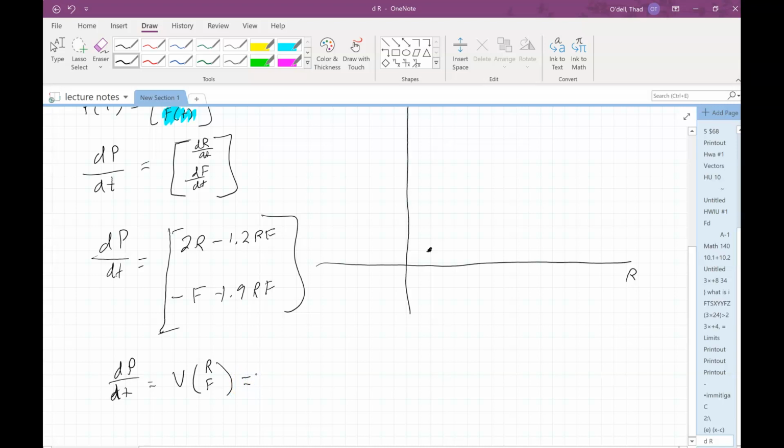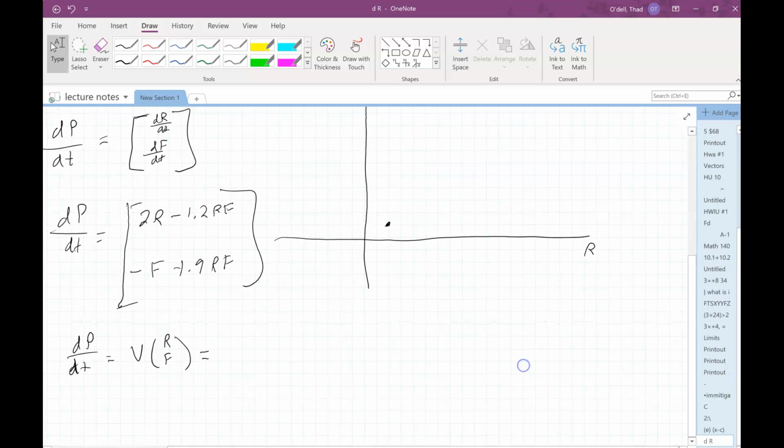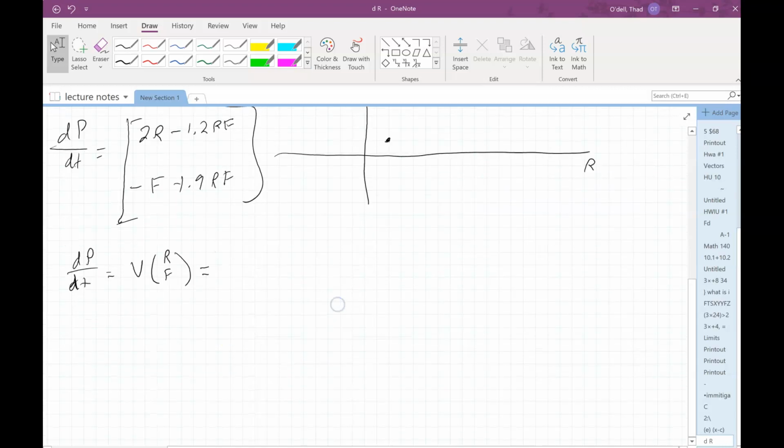Okay, because now the derivative is being represented as a vector. So, for example, if we want to know what it is at this point, we would say v of (2, 1), because the rabbit population is 2, the fox population is 1. So we're plugging it into this vector valued function, and we could calculate a vector.